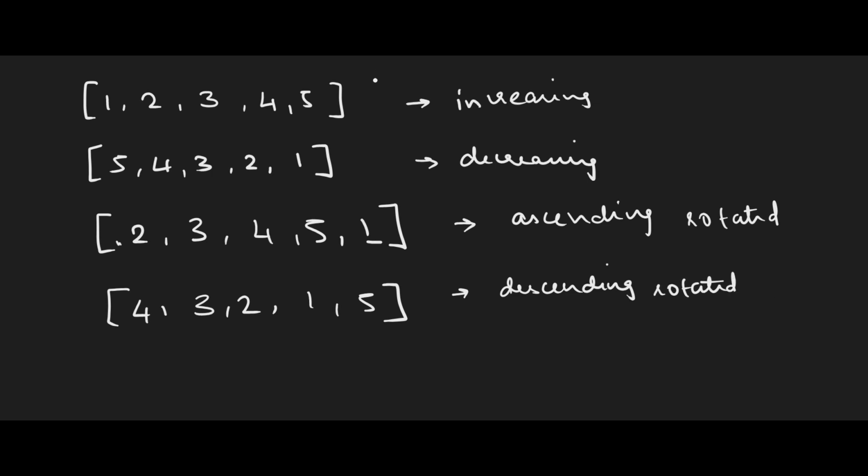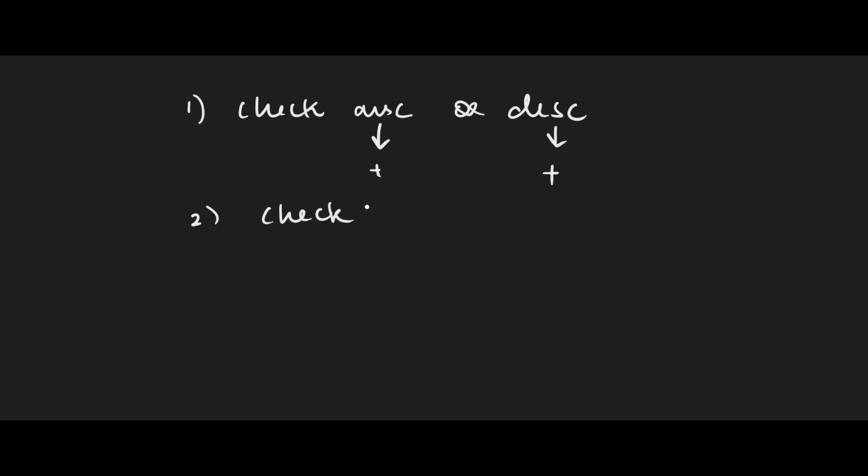Let us first check if the array is entirely in ascending or descending order by comparing the neighboring elements. We initialize 2 variables called ascending and descending, and we update them as we compare the neighboring elements. If it is in ascending order, we return 1. If it is in descending order, we return 2. If it is ascending and rotated, we return 4. And if it is descending and rotated, we return 3.